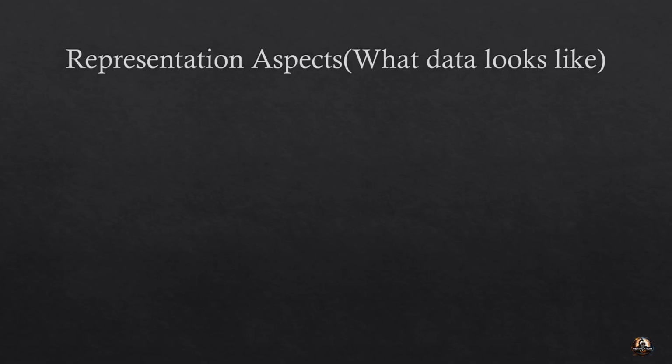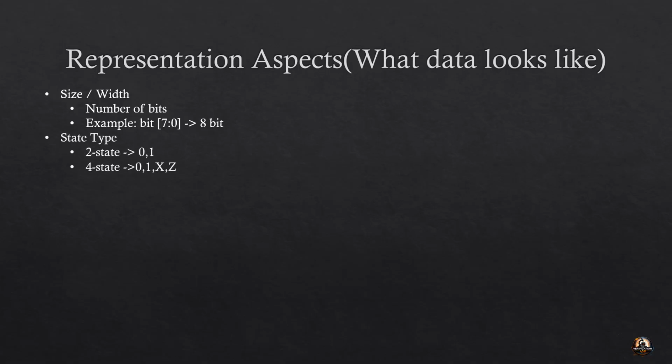So let us first understand the representation aspect, meaning how data is stored. While storing, we need the size of the data. For example, what is the bit of the data? So here 7 down to 0, that means 8 bit, so it can store 8 bits of data. Now, what value can a data have? If it is two state, it has a value 0 or 1. So it is defined by state type.